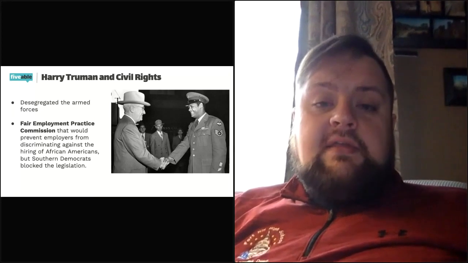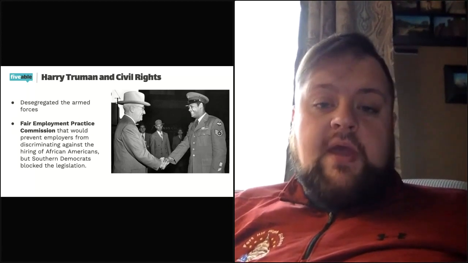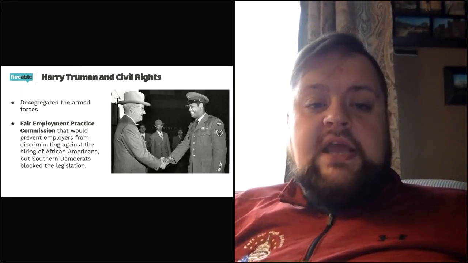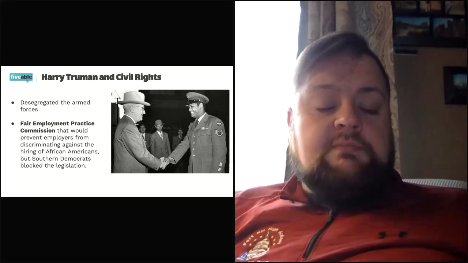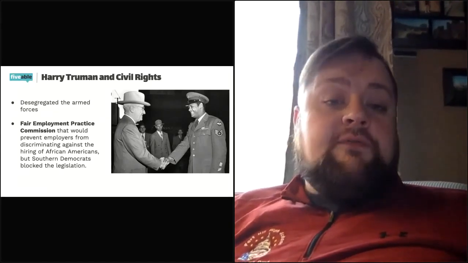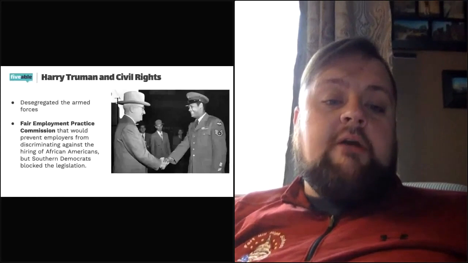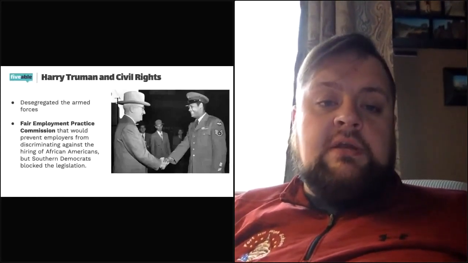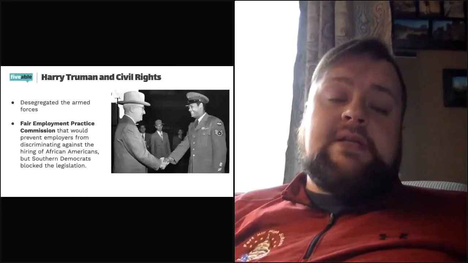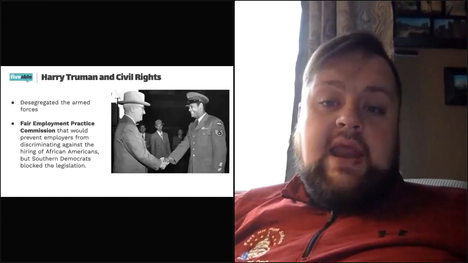The second thing that Harry Truman would push for was the Fair Employment Practice Commission. Basically, this was his way of trying to create some type of federal agency that would prevent employers from discrimination in the hiring of African Americans. Unfortunately, it was blocked in Congress by Southern Democrats, who are going to be the ones frequently blocking legislation in Congress really up until the 1960s, until LBJ comes into power. So Truman was not able to get as much done.